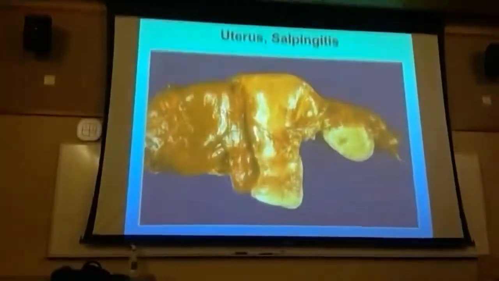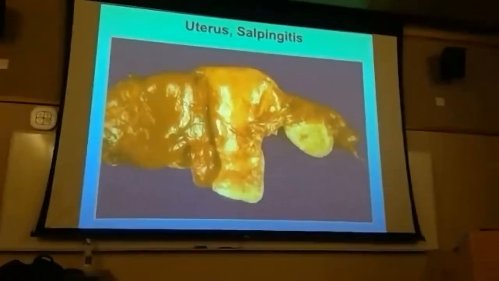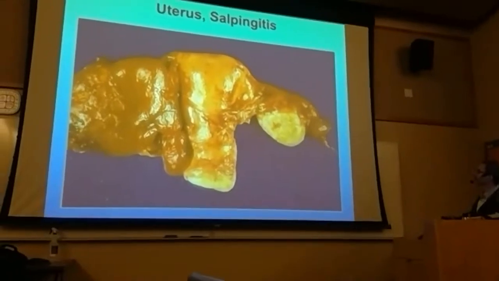Hysterectomy, a woman who had salpingitis. Again, we can see the cervix here. There's the fundus of the uterus. You can see the fallopian tube here on this side. There's the ovary. There's the fimbria right here.